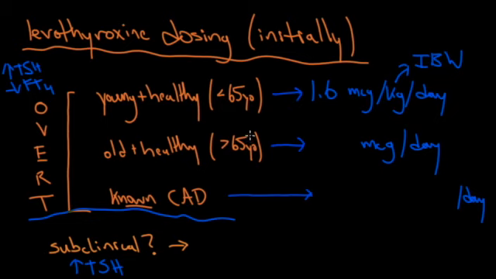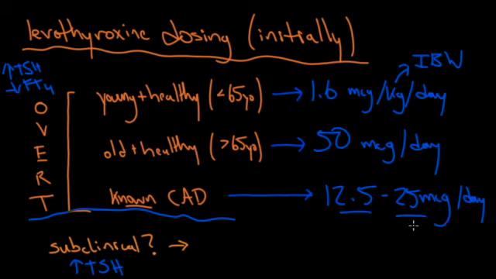So then if we look at old and healthy patients, so they're over the age of 65, but they're relatively healthy, we're going to start these patients out at 50 micrograms per day. And then if they're overt and they have known coronary artery disease, we're going to start them out at a dose of 12.5 micrograms to 25 micrograms per day. And whether you pick 12.5 or 25 typically depends on the specific patient. Okay, so that's overt hypothyroidism.